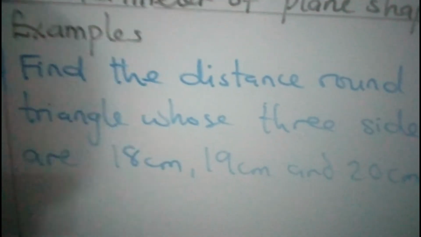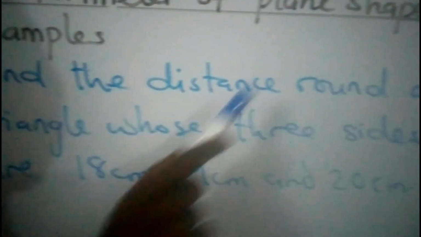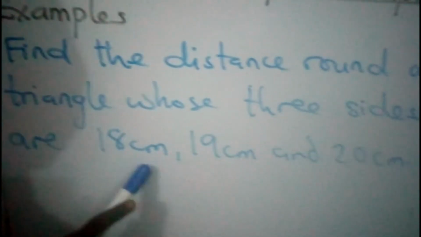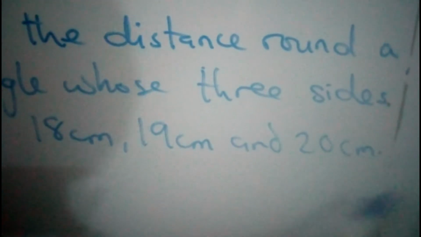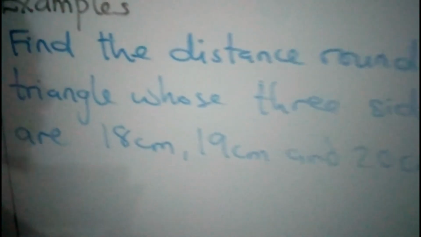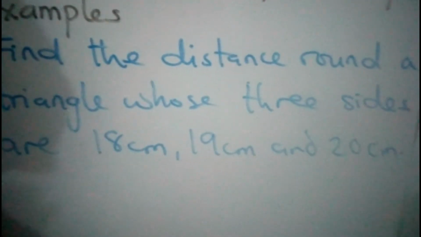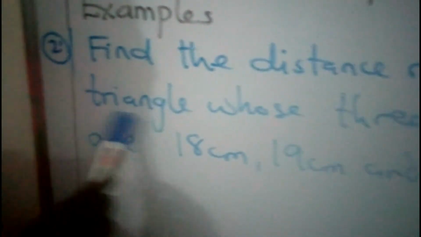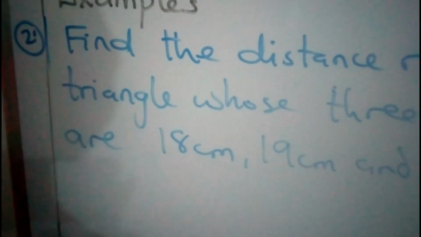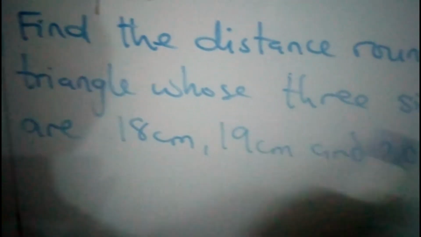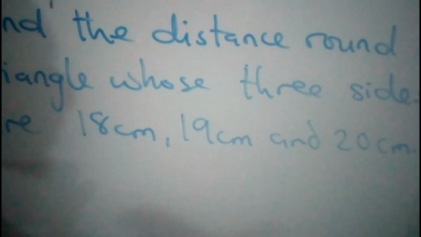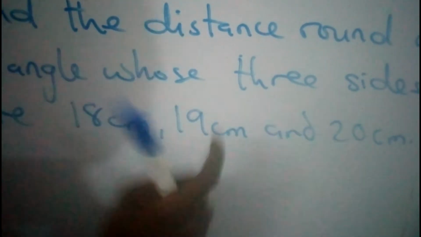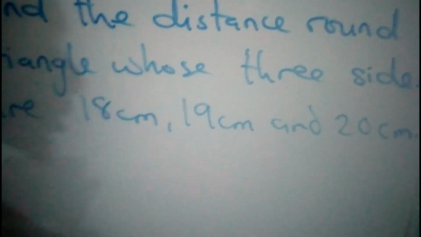Okay, number 2, example 2. Find a distance round a triangle whose three sides are 18 centimeters, 19 centimeters, and 20 centimeters. Like I have told you, the first thing is to identify the shape you're dealing with. Now, looking at this question, you discover that we are dealing with a triangle. Okay? And we are given the three sides of a triangle. Of course, a triangle has three sides and three angles. So the dimension of the three sides is 18 centimeters, 19 centimeters, and 20 centimeters.